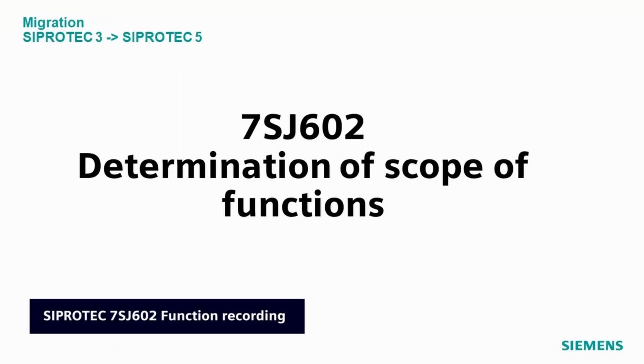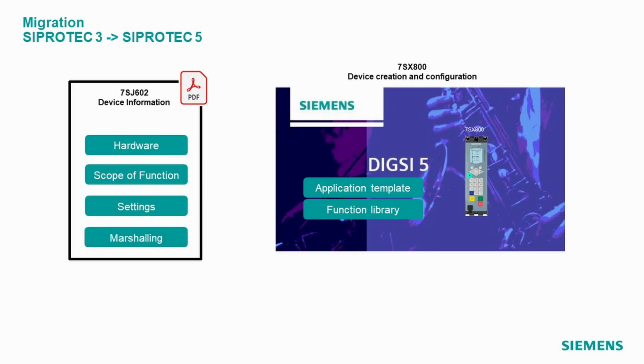How do we proceed now? In the first step, the functions of the old device, here a 7SJ602, are recorded. These serve as the basis for the configuration of the new SIPROTEC 7SX800. With DIGSI5 you can adapt an application template to the required functions of the old device. Missing functions are supplemented via the DIGSI5 device function library.